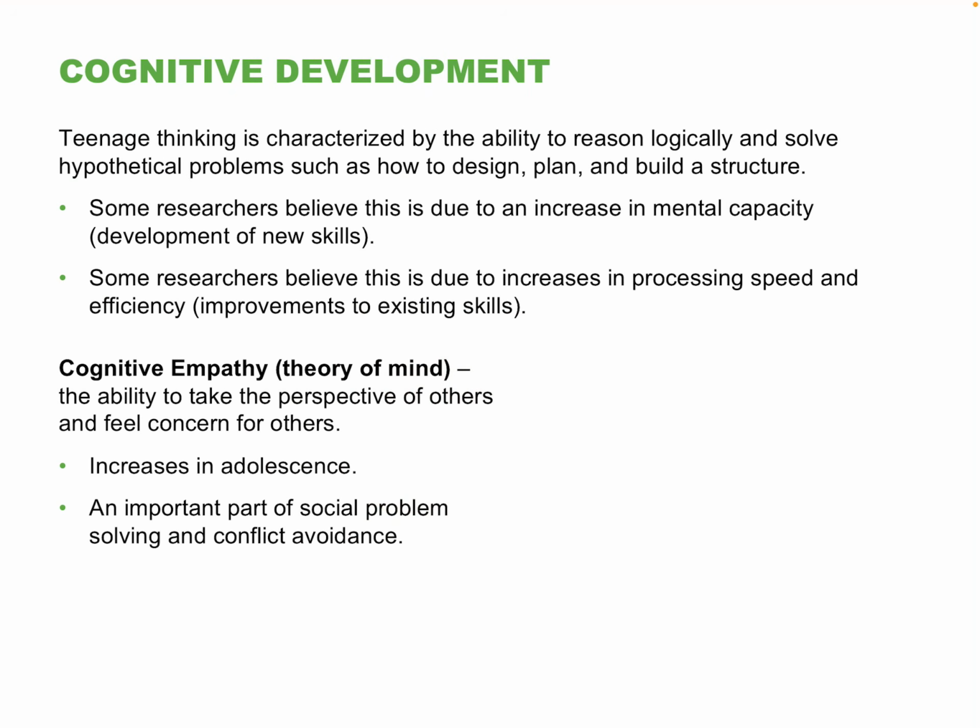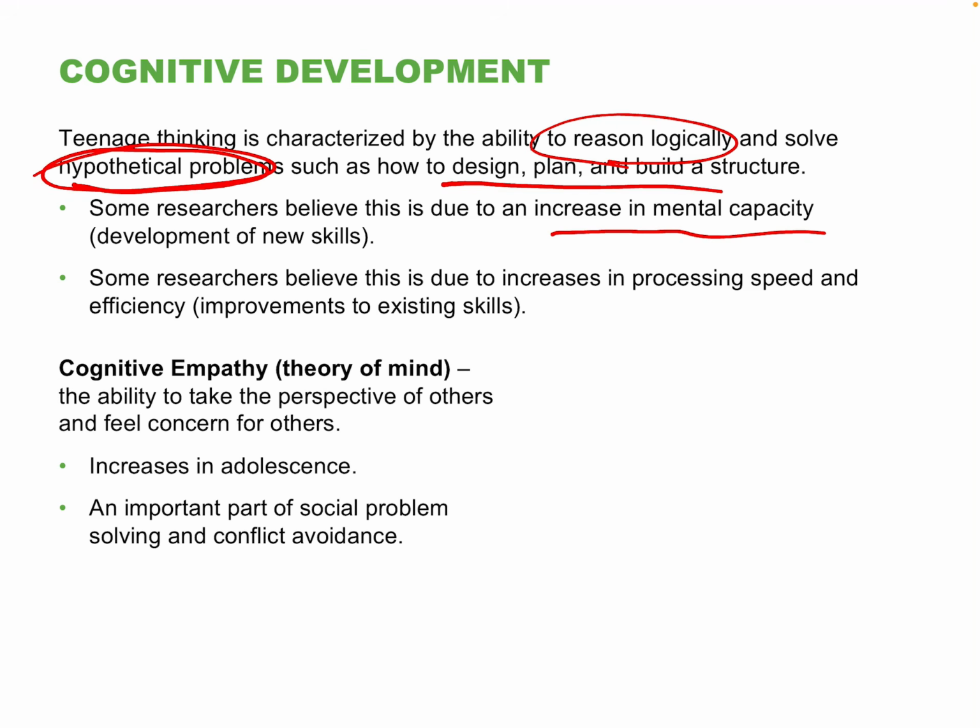All right, and cognitive development over the years in this stage, talking about teenagers. If we refer back to Piaget, more logical thinking skills, formal operational hypothetical problems, knowing how to design and plan things, an increase in mental capacity, and improvement on existing skills. So a lot of things are happening during these teen years, and also during these early years in adolescence, theory of mind, which is also called cognitive empathy, is the ability to take on the perspective of another person and feel concern for someone else. So this will increase during adolescence.